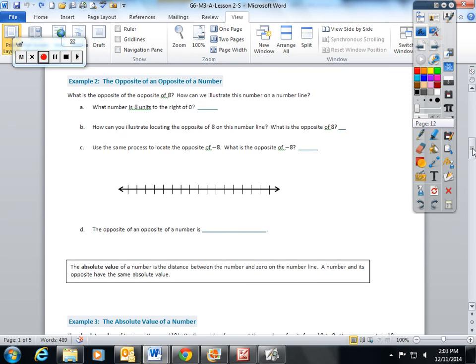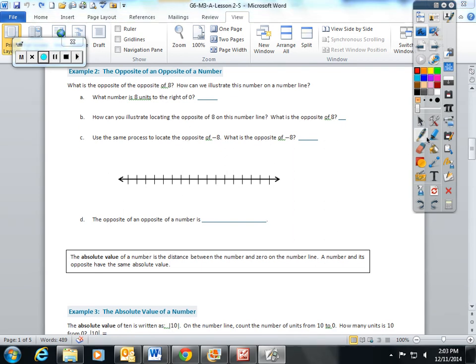Okay, now we're going on to example 2. The opposite of an opposite of a number. Wow, that's a mouthful. What is the opposite of 8? How can we illustrate this number on a number line? So it's going to actually walk us through the steps of how it is illustrated on a number line. What number is 8 units to the right of 0? Well, I'm actually going to put 0 here. 1, 2, 3, 4, 5, 6, 7, 8. Down 1, down 2, down 3, down 4, down 5, down 6, down 7, down 8. I'm hoping that you also take a moment to number the number line. Okay, if 0 is our starting point, 8 spaces to the right is positive 8.